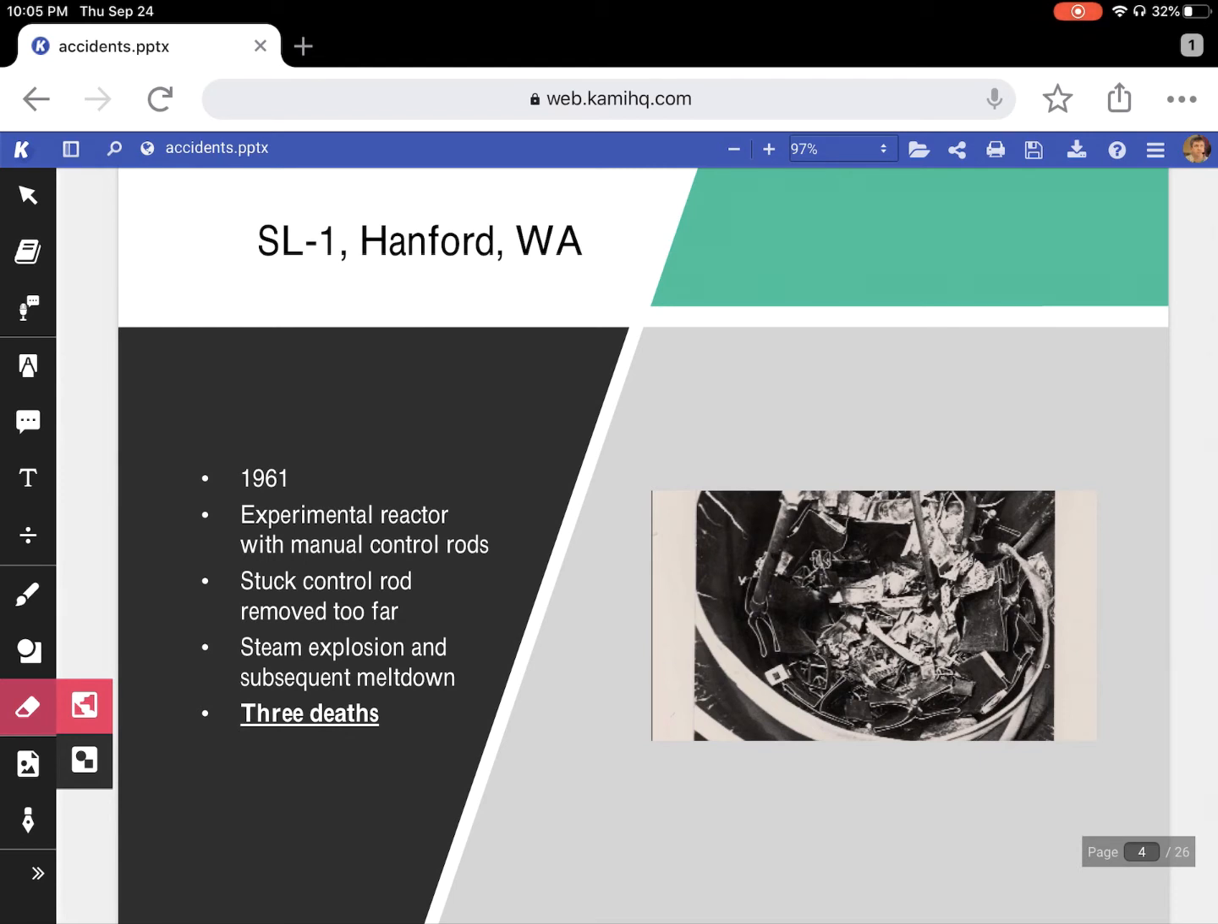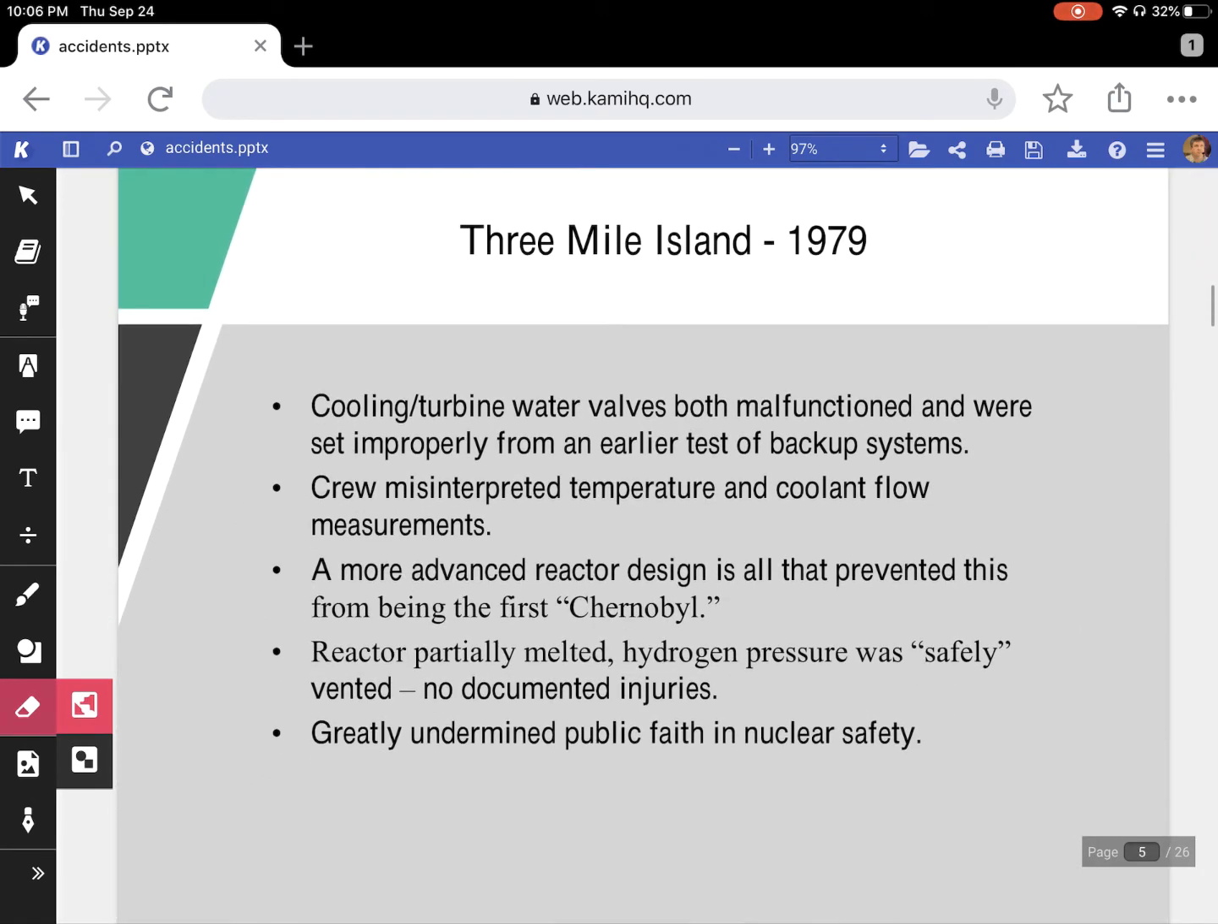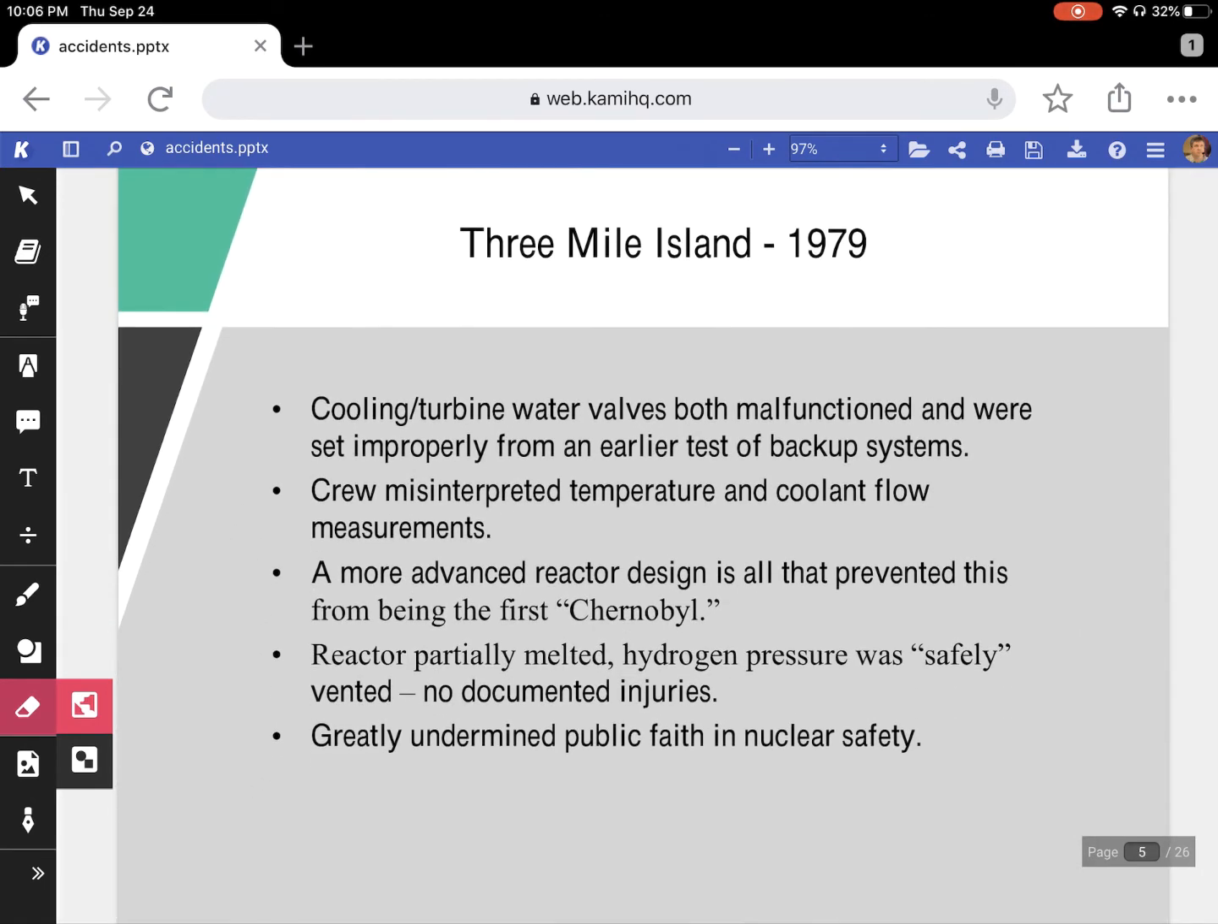So this explosion killed 3 people. They ended up just taking the reactor and burying it in the desert out there, because really we don't have very good techniques for cleaning things up. And we see that in the next accident, 3 Mile Island in 1979.